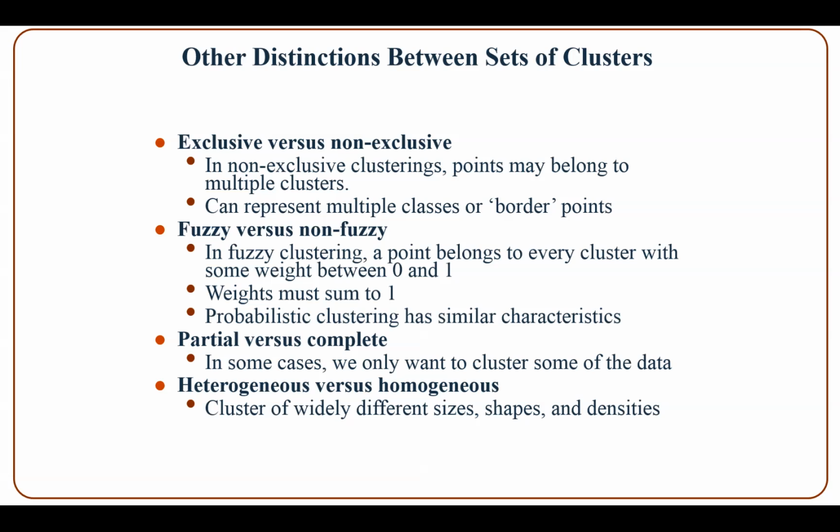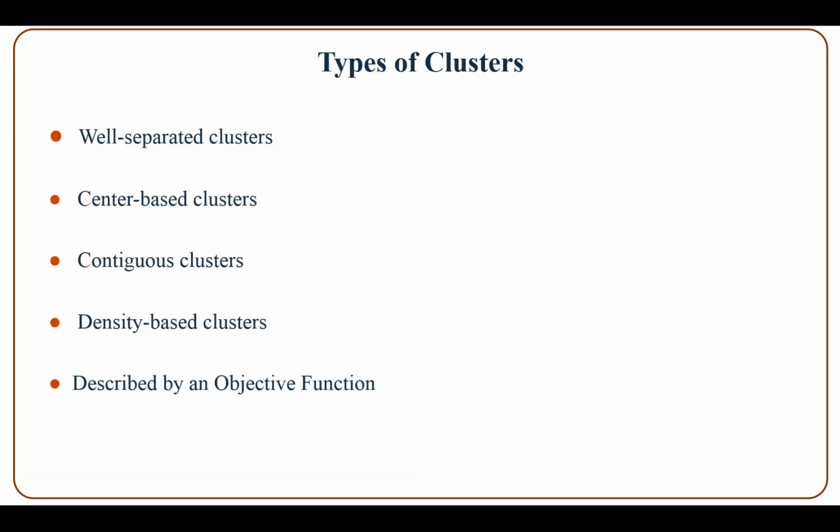Heterogeneous versus homogeneous. With heterogeneous clustering, there may be clusters of different sizes, shapes, and densities. Now we talk about types of clusters. There are well-separated clusters, center-based clusters, contiguous clusters, density-based clusters, and clusters described by an objective function.